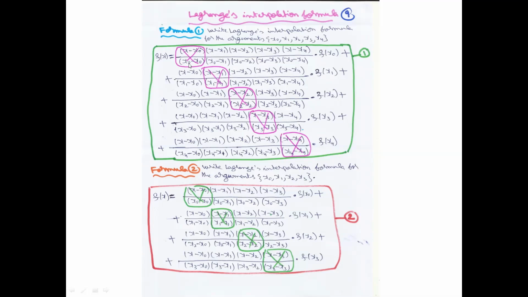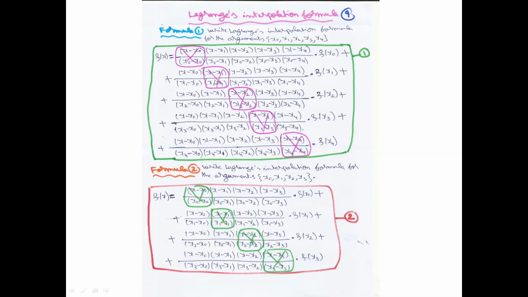Which factors are we going to cancel? Since in the first term the denominator term is x naught minus x naught, x naught minus x naught will give what? 0. Anything by 0 will become infinity. So cancel that factor, and quite opposite in the numerator, cancel that term.